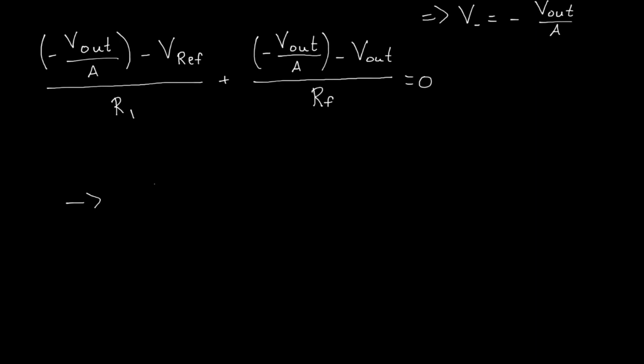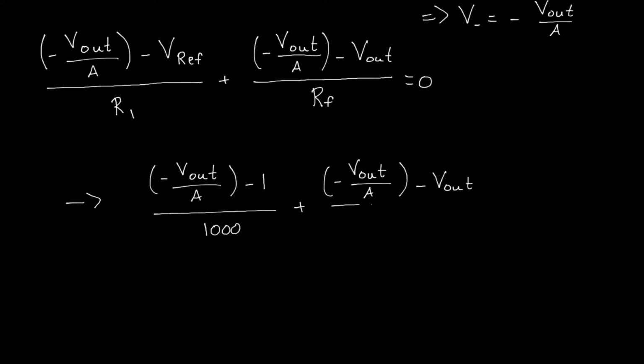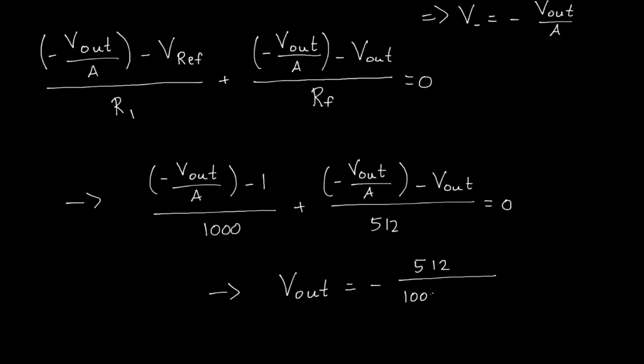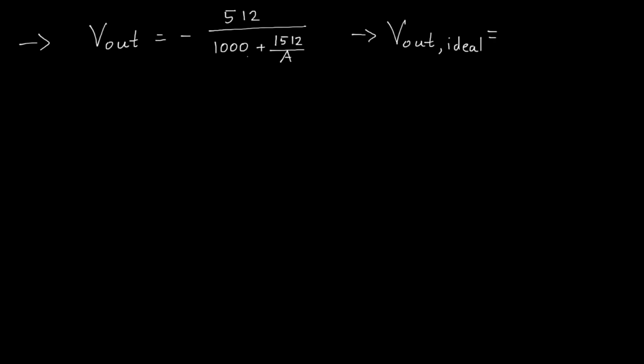We can now fill in the numeric values of Vref, R1 and Rf to get the following. Now we can use this equation to set up an expression for Vout in terms of A. We can now use this expression to assess the ideal output voltage. In other words, what would be the output voltage for the limit when A is going to infinity? Well, that would be minus 512 over 1000.